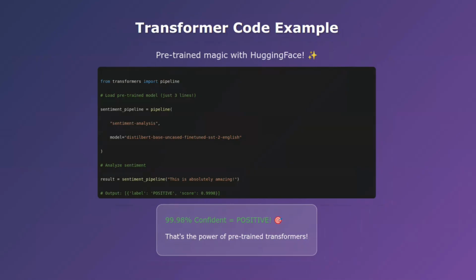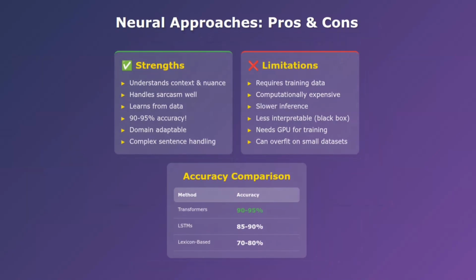That's impressive. So let's compare the strengths and limitations of neural approaches. The strengths are substantial. Understands context and nuance. This is huge. Handles sarcasm much better than lexicon methods. Learns from data, gets better with more examples. State-of-the-art accuracy, 90 to 95% on benchmarks. Domain adaptable, you can fine-tune for your specific use case. Handles complex sentences with multiple clauses.